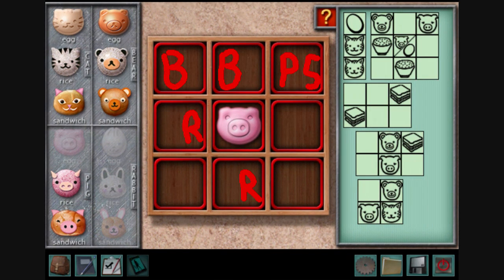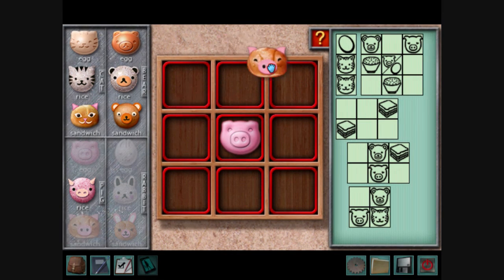Alright, it looks like the piece in the upper right-hand corner is completely filled out. So that's a pig sandwich in the upper right. And this piece has a sandwich here and a sandwich there. It can't be this sandwich because this space has rice, according to this piece. So obviously the sandwich piece is going to be like this. Sandwich here, sandwich there. Let's mark that on my notes.